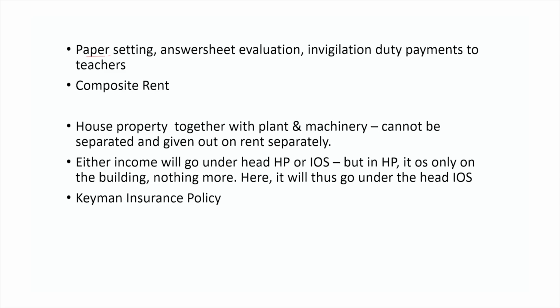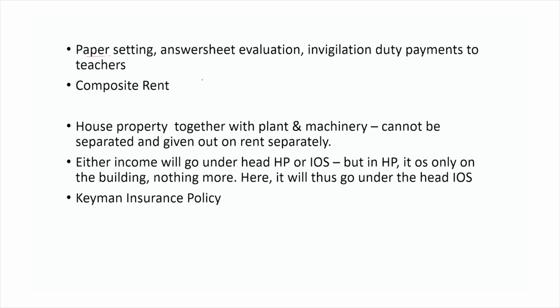Now, if you understand rent, we understand rent from the perspective of a particular house property being let out, right? Now, let's say for example, this is your house property, okay? Let's call it HP1, right? If you simply let out this building, okay, the income that comes into your hand will be taxed under the head income from house property. Why? Because you have simply let out the building. Then we look at another house property, we call it house property 2, right? And over there, there is some plant and machinery which is already fixed over there, right? So this is plant and machinery.